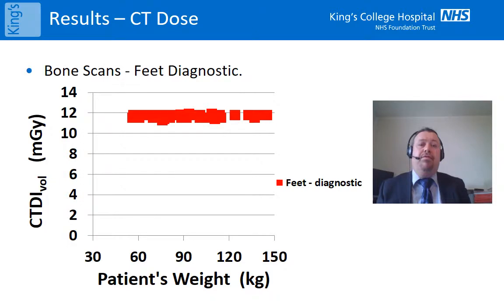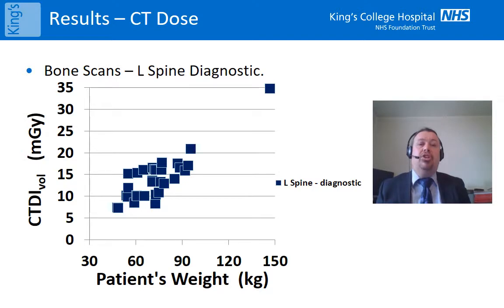Equally, when imaging the feet, we use a diagnostic quality CT. This dose does not increase with the patient weight, partly because feet don't really change in size that much based on weight. Again, it is possible to create a DRL for this study. Again, if we look at another subset of bone scans, in this case diagnostic level CT studies of the lumbar spine, it is clear that we should be able to produce a DRL for this group as well.